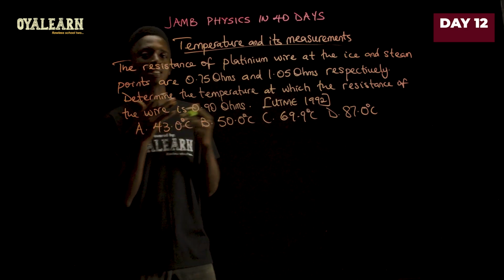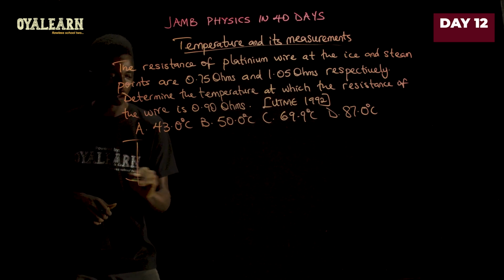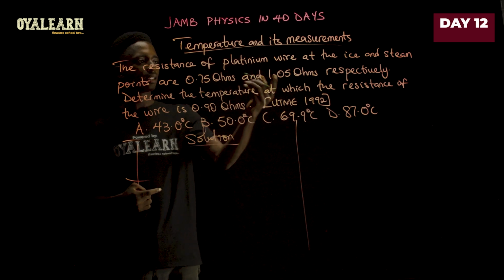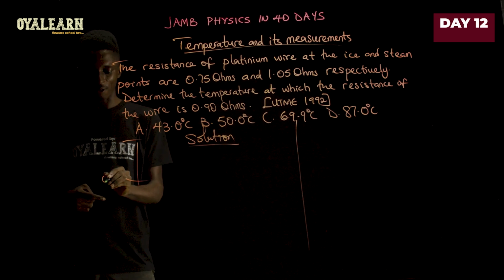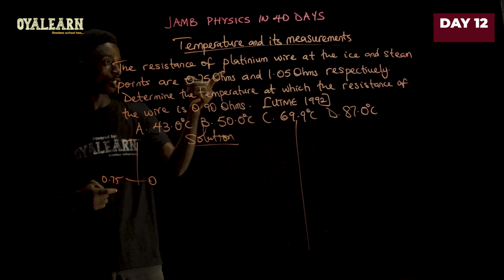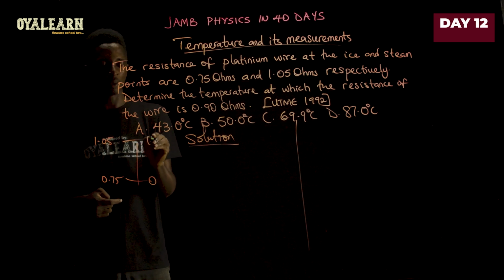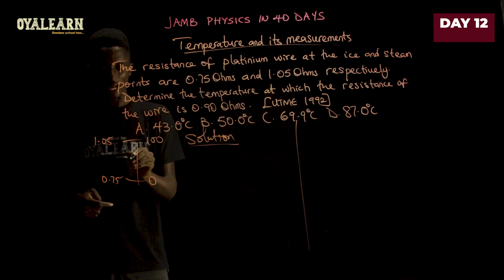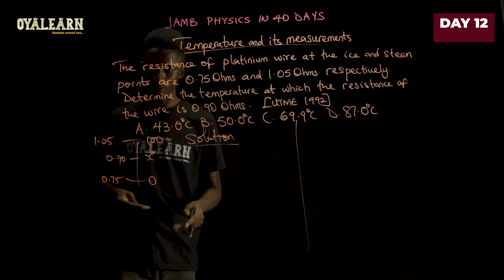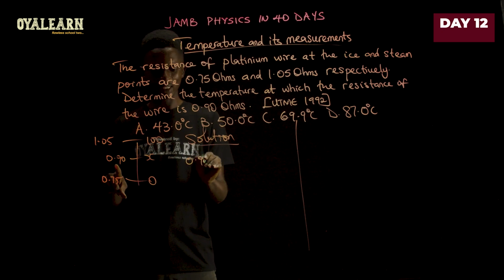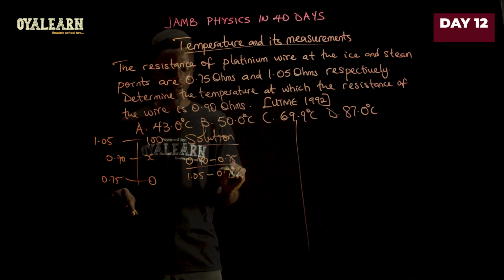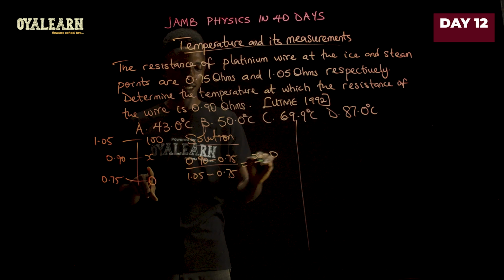Now, to solve this question, we're also going to use the same comparative scales. So when we draw this, now remember that at ice point, for the platinum resistance wire, we are having 0.75, on the Celsius scale, that will be 0. And at the steam point, where on the platinum wire we are having 1.05, on Celsius scale, that will be 100. Now, we are to find when it is 0.9. So we put 0.9 here, and then we try to find X, which would be the temperature on the Celsius scale. So let's convert. So this would be 0.90 minus 0.75 over 1.05 minus 0.75, and then we equate this to the difference here, which will be x minus 0 over 100 minus 0.